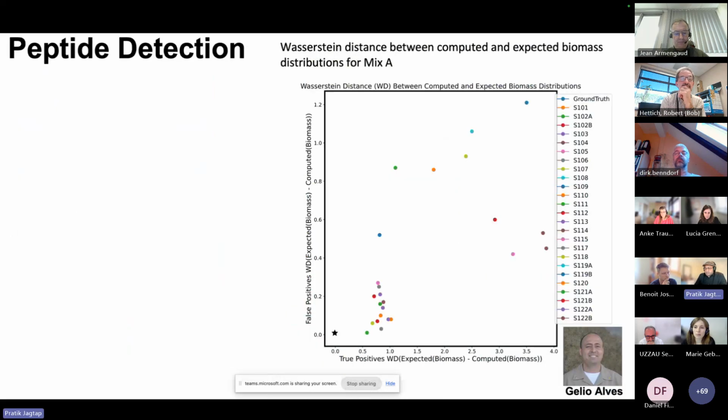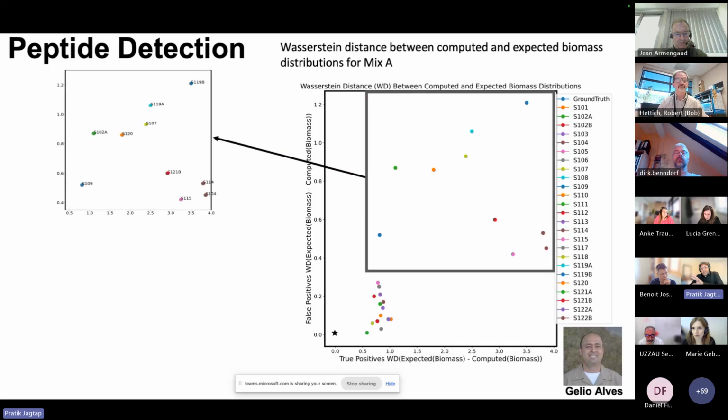With this, Jelle Matthijnssens from NIH assessed the differences in peptide detection using Wasserstein distance analysis, and this was used against expected biomass. In this analysis, normalized relative abundance values were used to calculate the biomasses. Each point shown in this figure represents a sample submission. This plot also provides a detailed view of the scatter plots that separate into two groups.